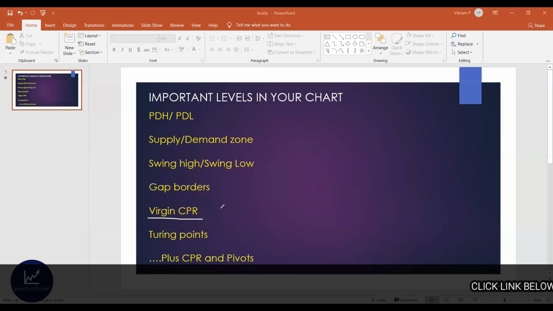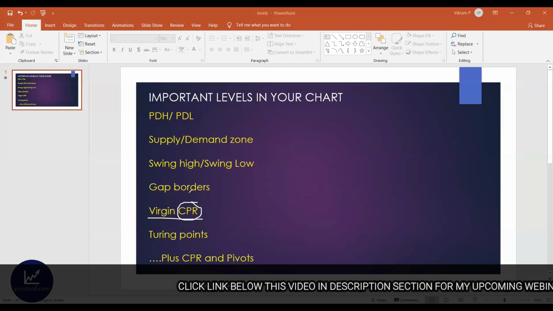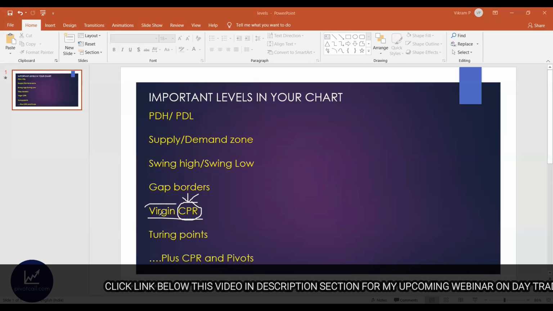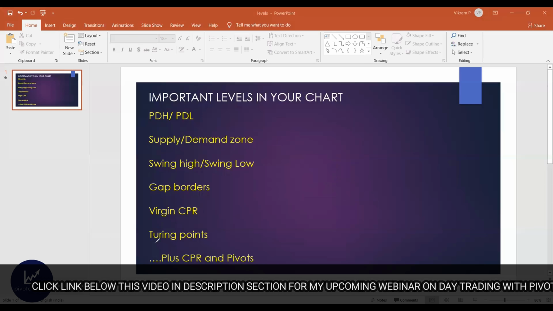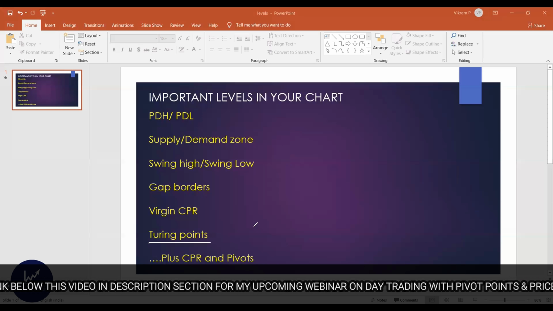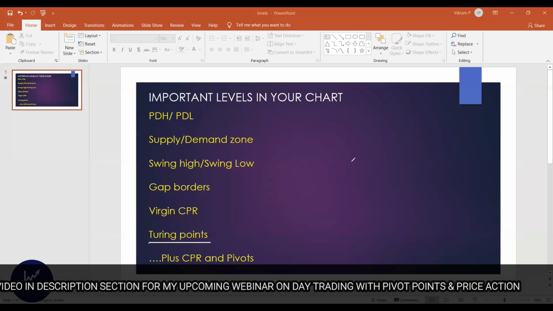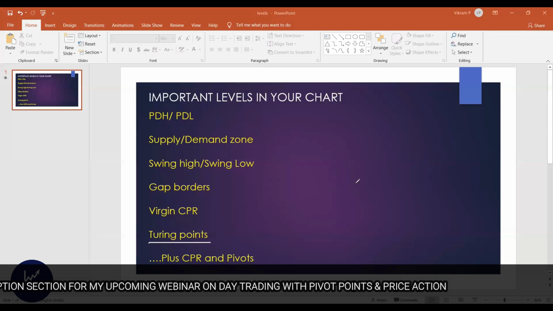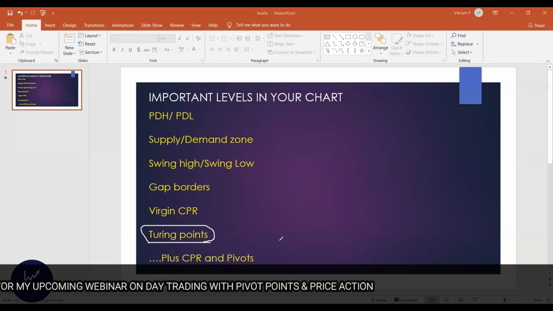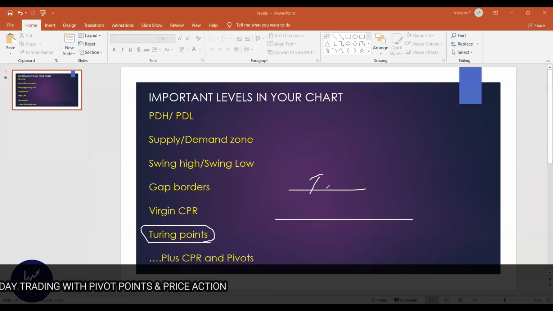Next one is virgin CPR. The CPR which is not penetrated is called virgin CPR. The CPR where the candlestick did not penetrate inside is known as virgin CPR. That I mark on my chart. Then I mark turning points on my chart. A turning point is a place where a breakout or breakdown happened. So if I see a big breakout happened on the previous day or a big breakdown happened on some level, then I mark this as a turning point for the next day.